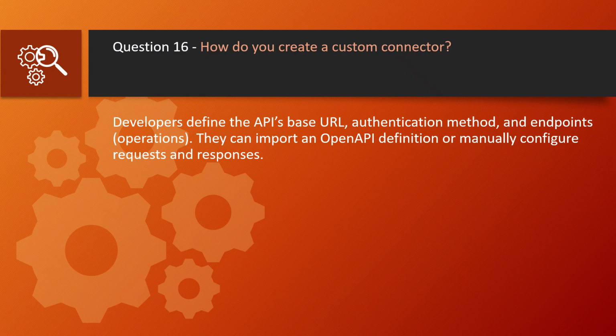How do you create a custom connector? So in this, the developer basically defines the API base URL, authentication methods and the endpoints. And they can import an OpenAPI definition or manually configure the requests and the responses.